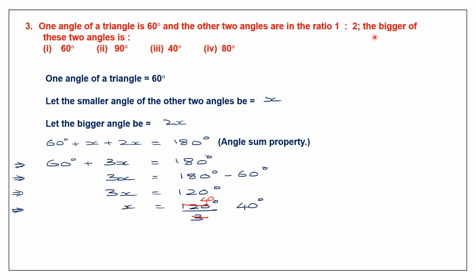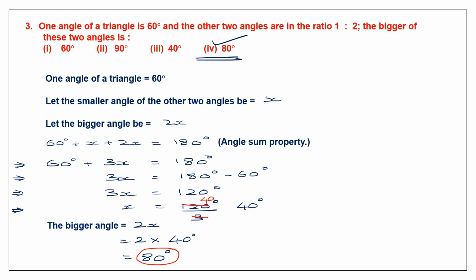Now we have been asked to find the bigger of these two angles. Now we said let the bigger angle be 2x. So here we have to substitute x with 40 degrees. So let's say the bigger angle is 2x. That means this is equal to 2 into x, and x is 40 degrees. So 2 into 40 is 80. So the bigger angle is 80 degrees. This is our answer, and that is option 4, 80 degrees.